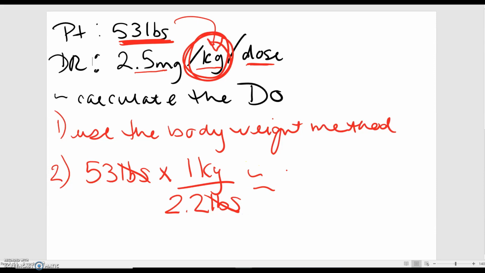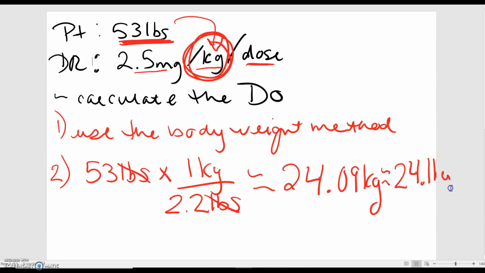So a patient that is 53 pounds is 24.09 kilograms. Remember, body weight is always to the 10th place, so you need to round that off to 24.1 kilograms. I don't care what your book has. I want the body weight of a patient. Body weight always rounded to the 10th placement.